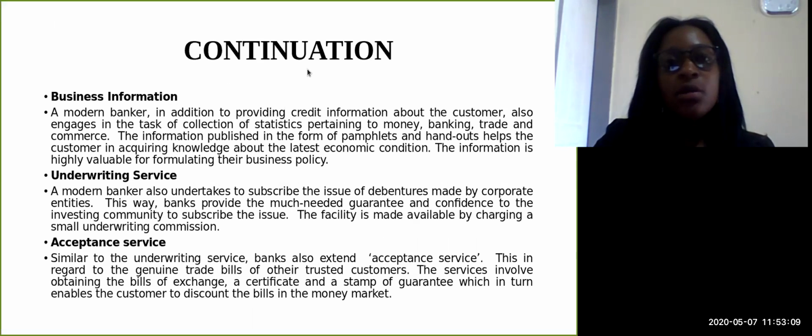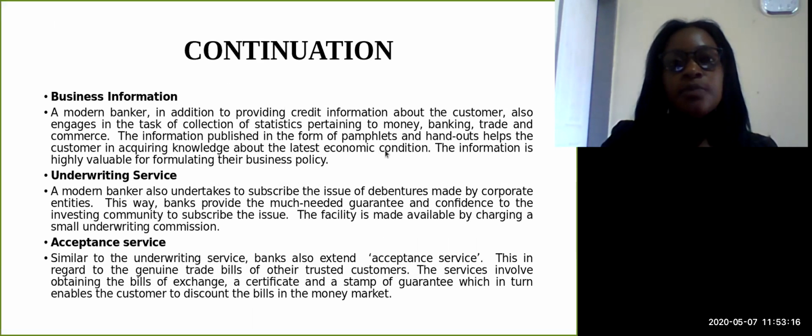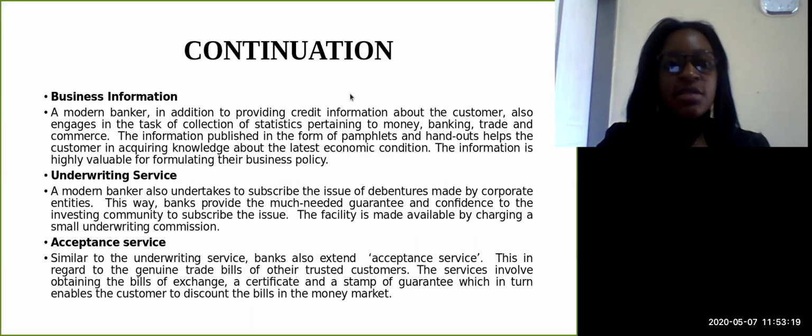Other functions include business information. It is also a function of the commercial bank to assist its customers with business information. Let's say there is a new type of account that has been established by the bank and it is calling for customers to open such type of accounts, the bank has to provide all the necessary information that the customer may need. The next service is an underwriting service.